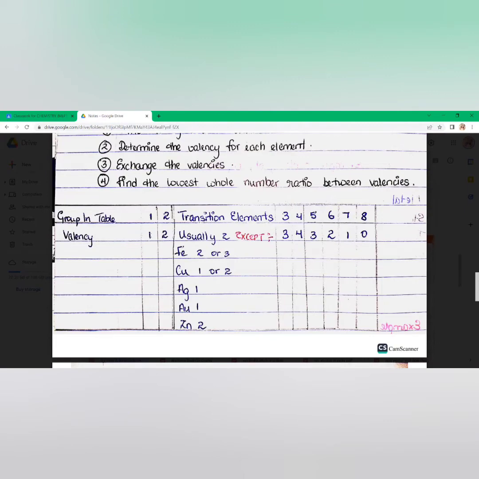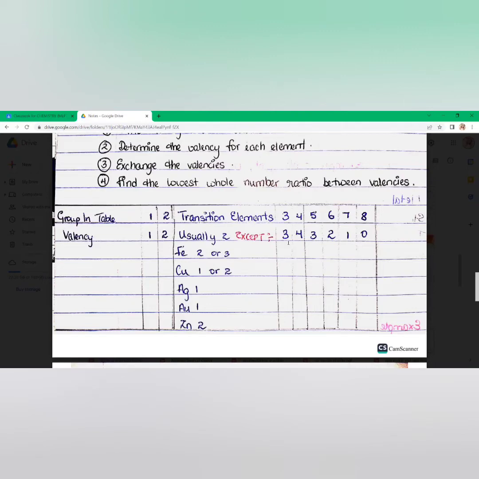All elements in group 1 have the valency of 1. All elements in group 2 have the valency of 2. Transition elements are usually 2, but some elements may have more than 1 valency. When they typically have more than 1 valency, they will tell you in the name which one they want, and you work with that, all right? But other than that, some of them may carry a different valency. Like for example, silver and gold, they carry the valency of 1, all right? So our transition metals can actually vary.